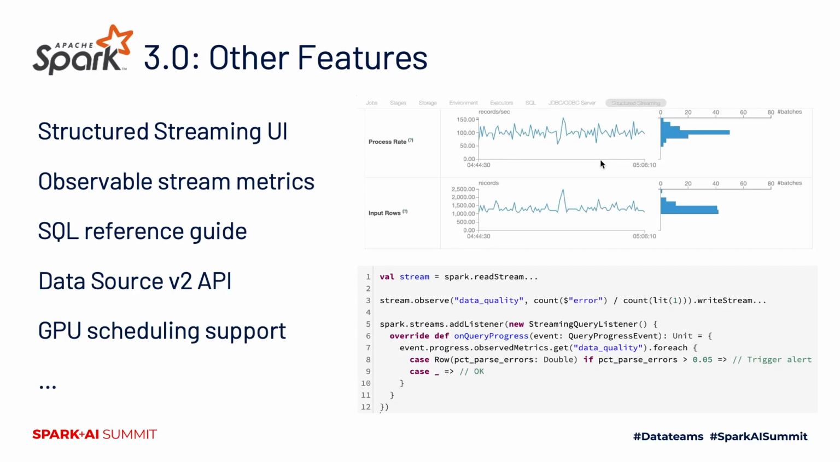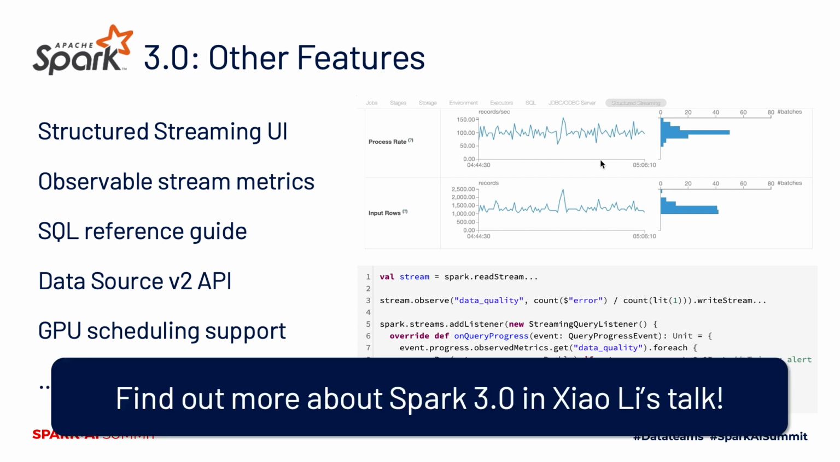And finally, there are features throughout the engine, including a new structured streaming UI for monitoring computations, a way to define custom observable metrics about your data that you want to check in streaming jobs, a SQL reference guide, and a powerful new API for data sources. So if you want to learn more about Apache Spark 3.0, I invite you to check out Shao Li's talk at this summit and many of the talks on these individual features.